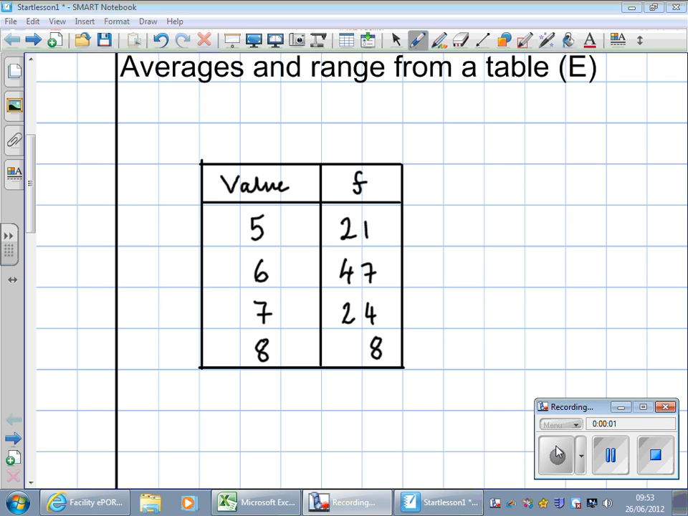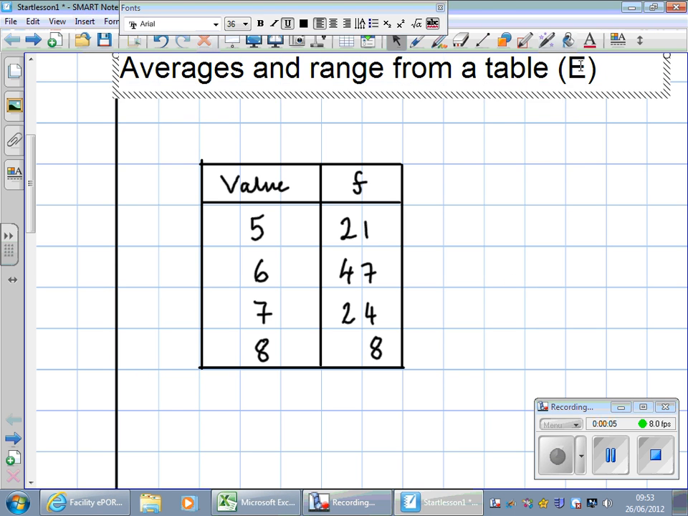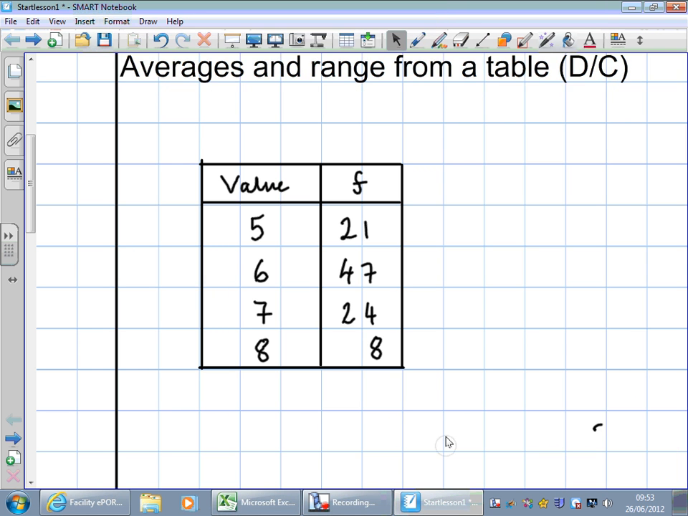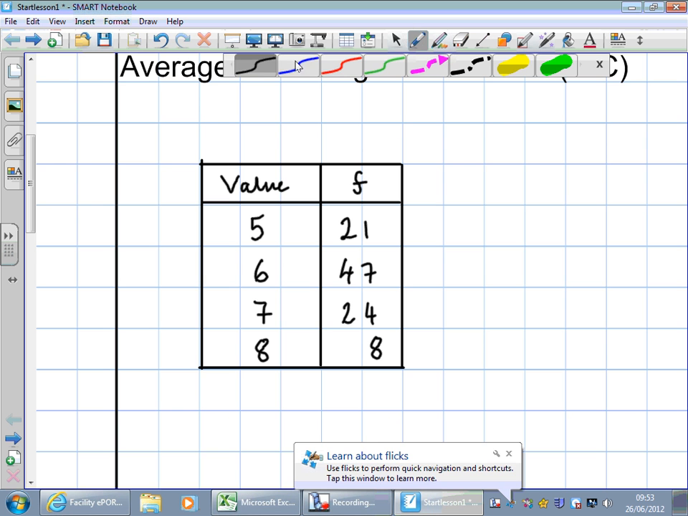and range from a table. Grade, well, it's actually not grade E. I misled you guys. It's grade D. And in fact, I'm going to push it towards the end to grade C. Right. The three averages, ways of describing the data, are modes. Let's find that first.